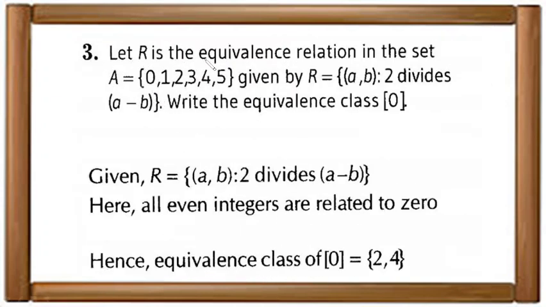Question number 3. Let R be the equivalence relation on set A given by the ordered pair (a, b) where 2 divides a minus b, meaning the difference is divisible by 2. We have to find the equivalence class of 0. It means we have to look for the numbers which are related to 0. So definitely all the even numbers, all the even integers, are related to 0. So it means 2 and 4. These two numbers come under the equivalence class of 0.